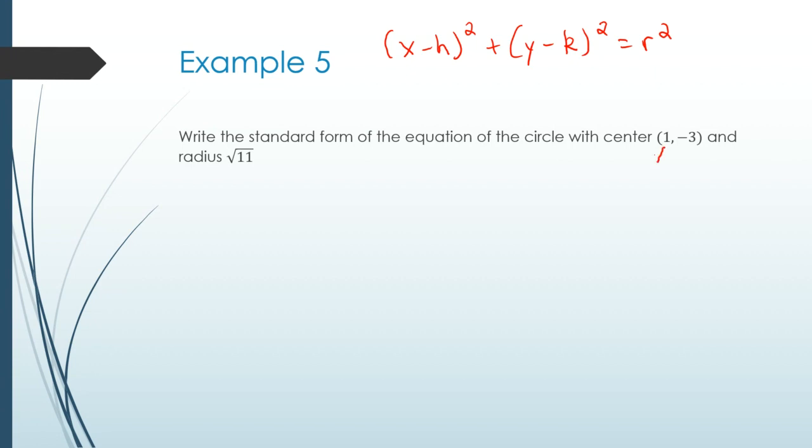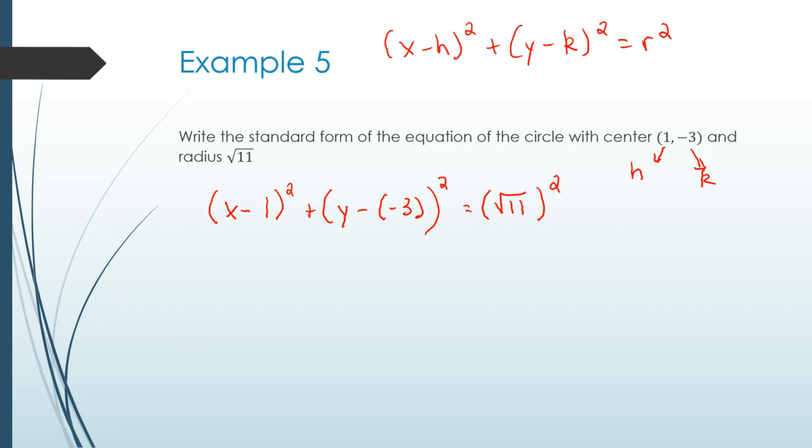So the center, the first value is always h. The second value is always k. So I'm going to just plug this in. So it's x minus h, and h is 1, plus y minus k, and k is negative 3. Anytime I plug in a negative, I always put it in parentheses. So that's y minus negative 3 squared. And then our radius is square root of 11 squared.